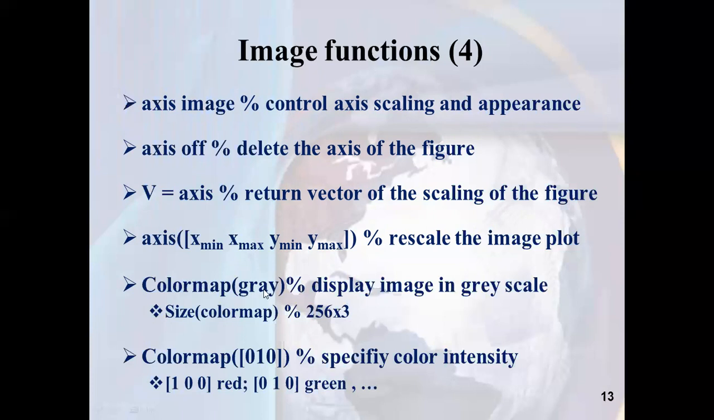Colormap gray means that we display the image in grayscale, and the size of the colormap is 256 times 3, since we are working on the image cameraman. Colormap, we can select a colormap or specify the color intensity as 0 1 0, 1 0 0, 0 1 0, etc., to define the color intensity.